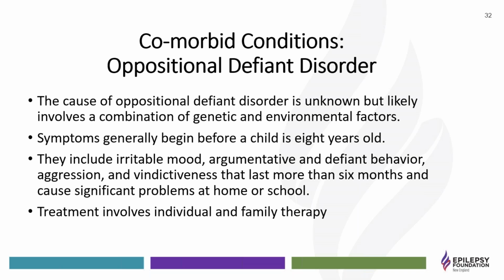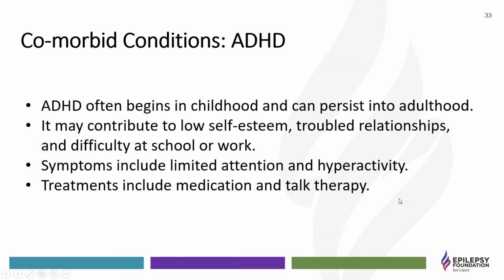The simplest decisions just start an argument. They can progress to seeing some sort of aggression, and it can cause a lot of problems, needless to say. And right now, currently, the only treatment we have is individual and family therapy for this.